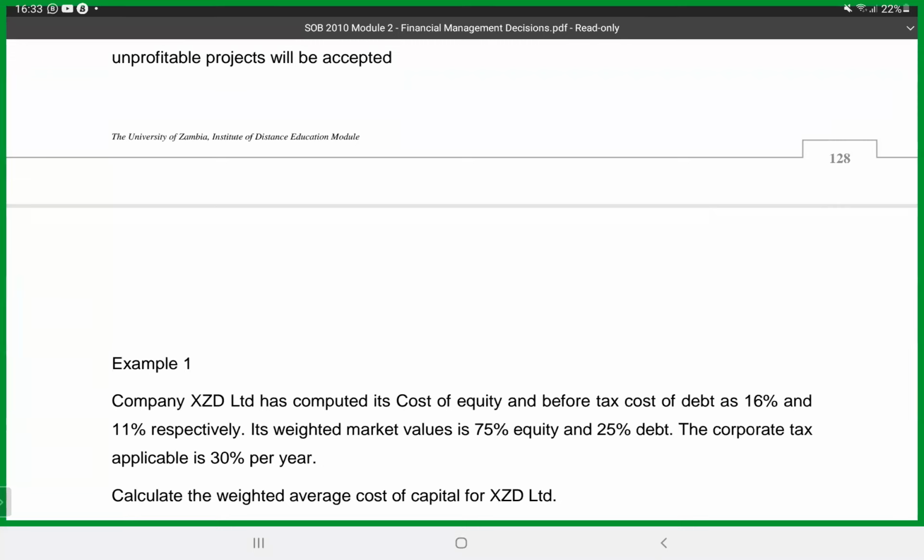It is 11%, right? What is the tax? 30%. What's the question again?